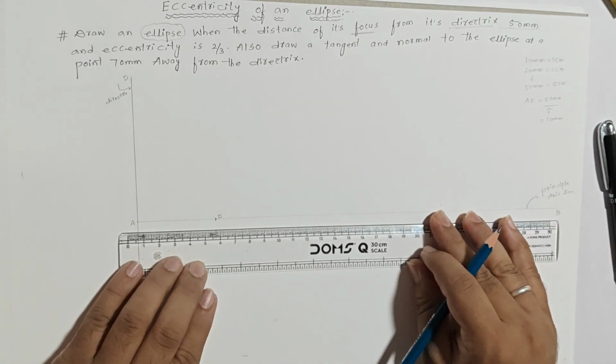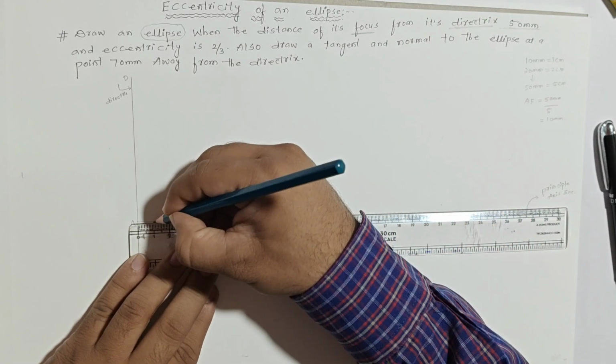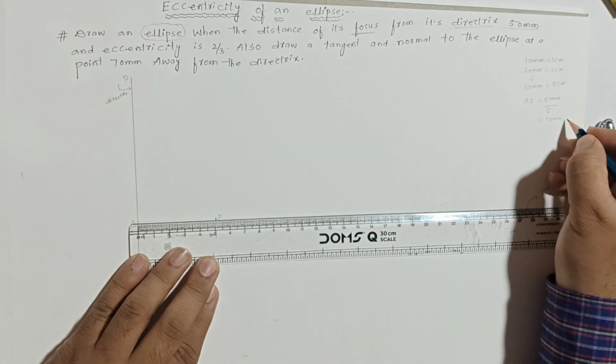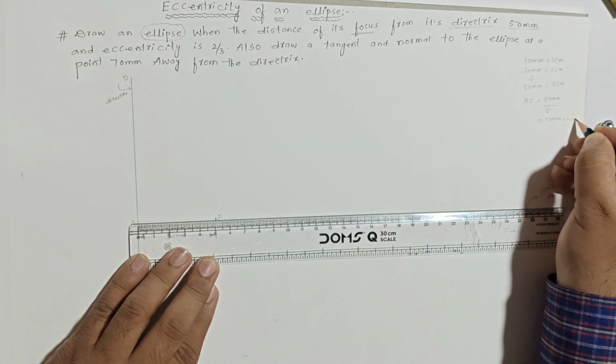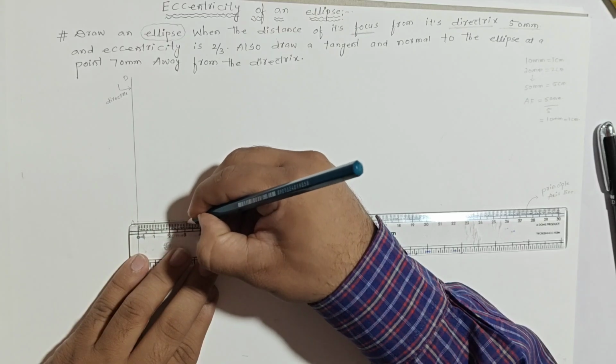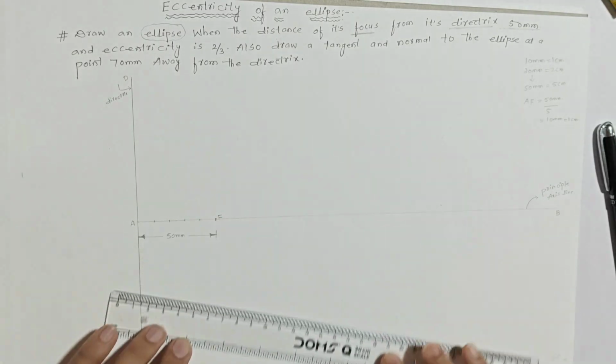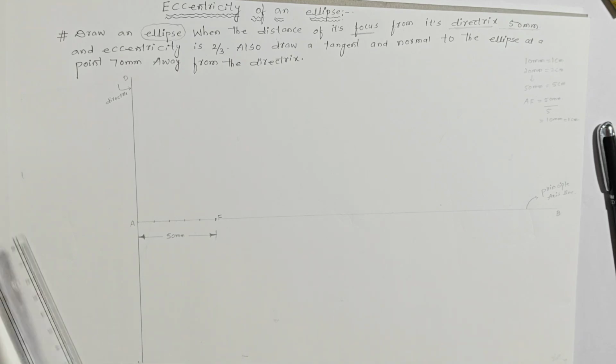Then A to F we are dividing into 5 equal parts. Each distance should be 10 mm. 10 mm, what we can say? 1 centimeter. 1 centimeter, 2 centimeter, 3 centimeter, 4 centimeter. Any confusion? I hope so, no one.